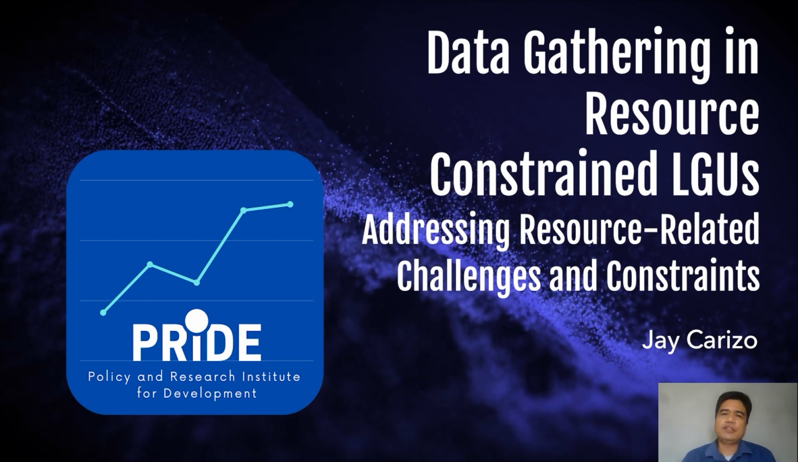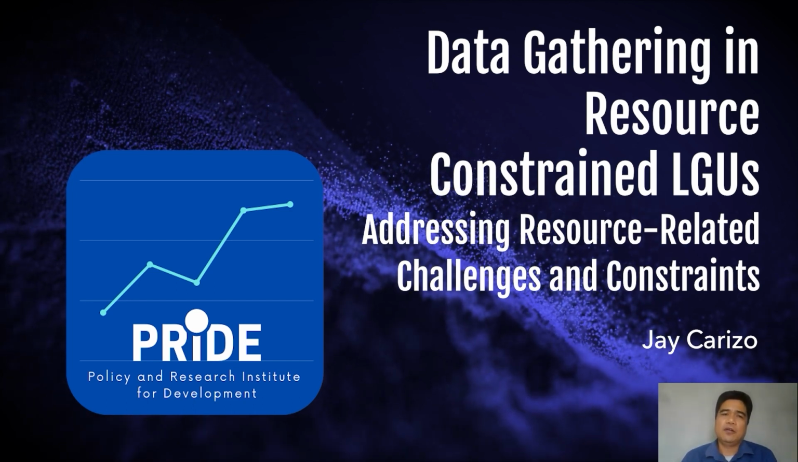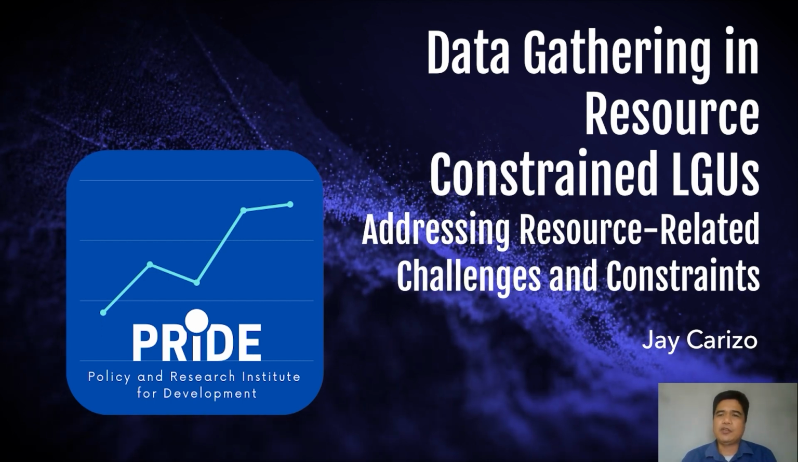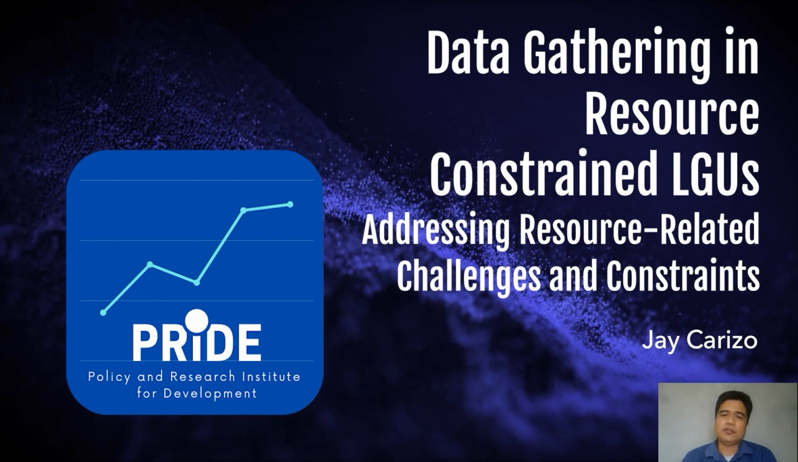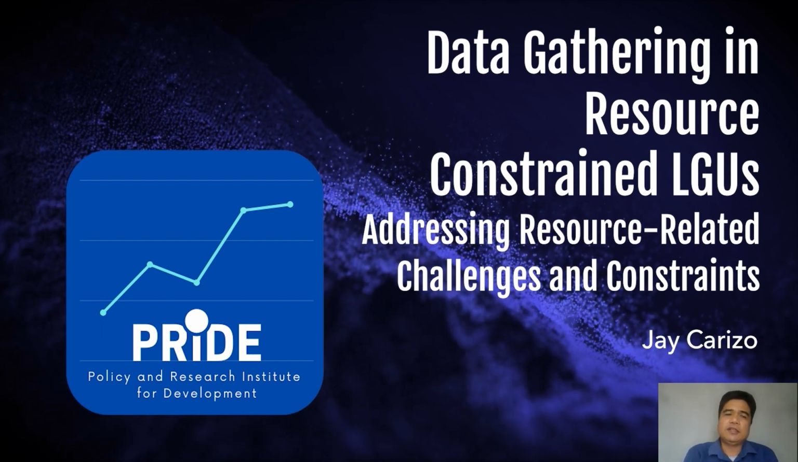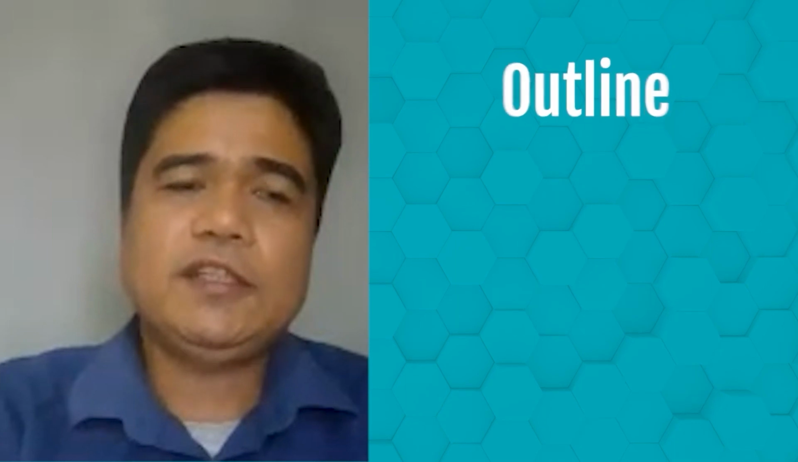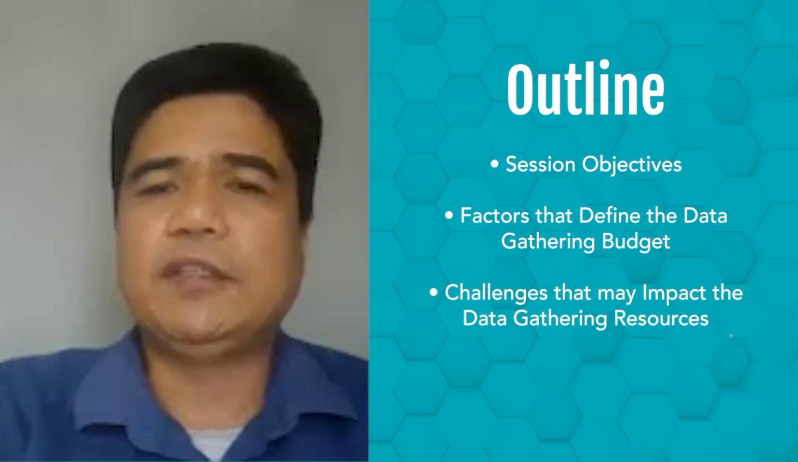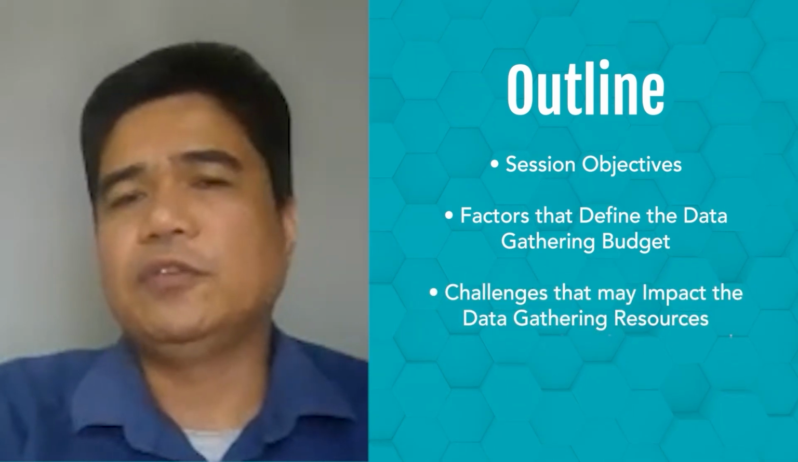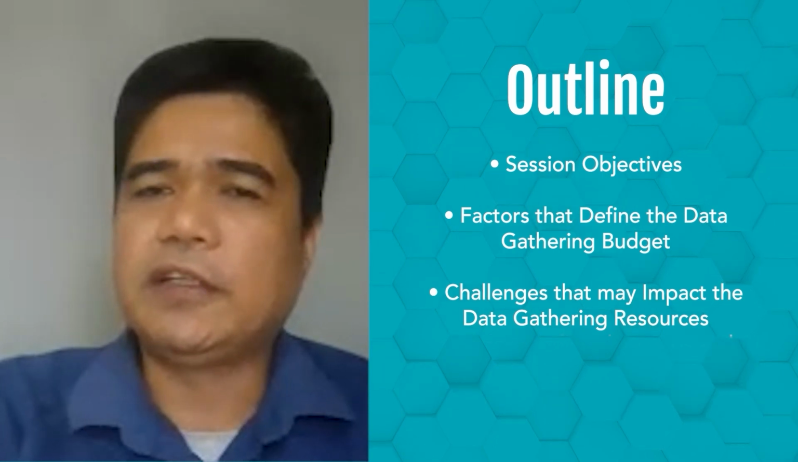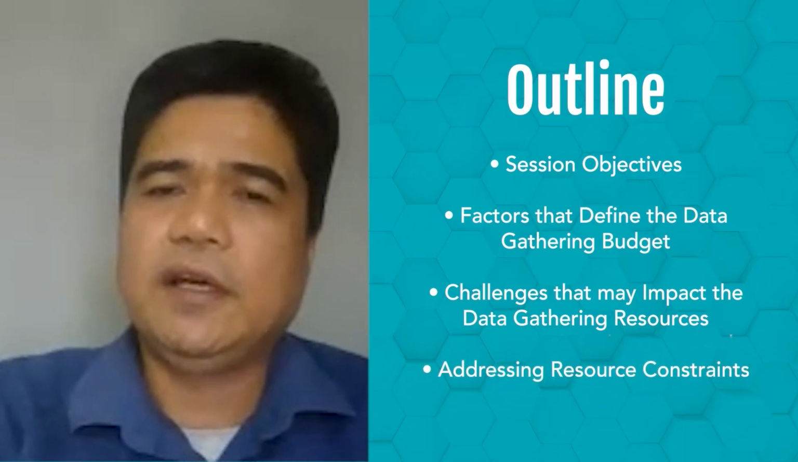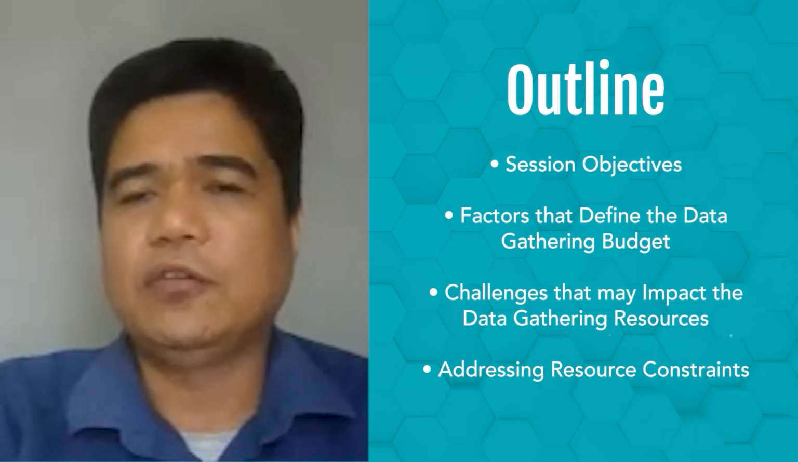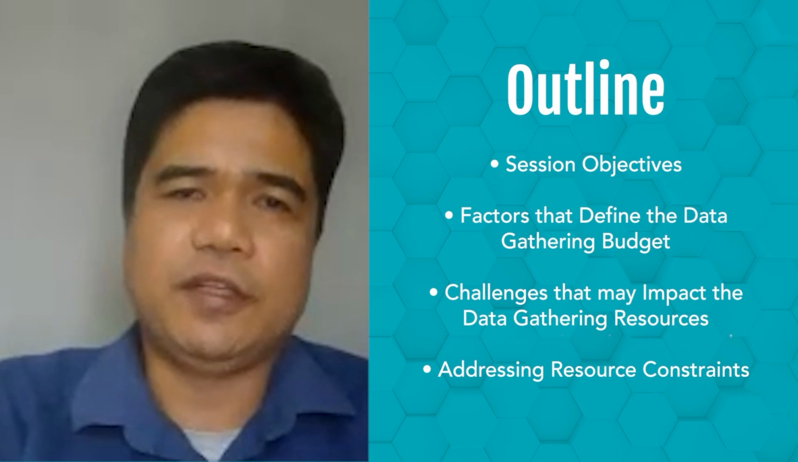It has two sessions. The first session is about taking stock of available data and identification of data gaps. And this session is about addressing resource related challenges and constraints. This session has four parts. The first is a presentation of the session objectives. The second is the identification of factors that define the data gathering budget, and a discussion on the challenges that may impact the data gathering resources, as well as a discussion on how to address resource related constraints.